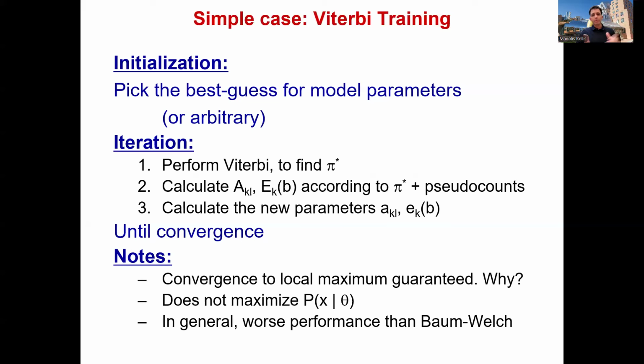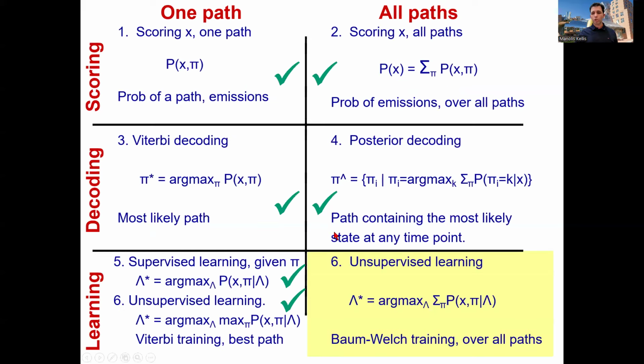And this was a simple case because I just calculated a new path. And that's easy. But now, that path, as we mentioned, might capture a very small fraction of the total probability mass. So I want to capture all of the probability mass. And that's what Baum-Welch training does. It basically uses, instead of one path, all paths.